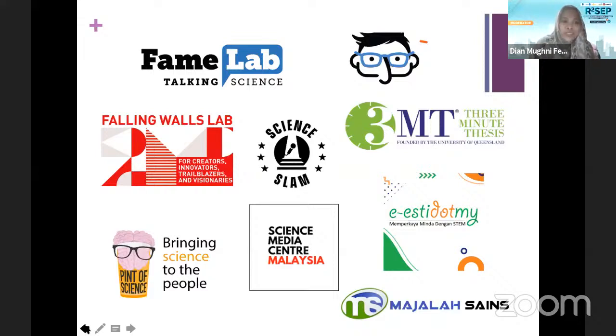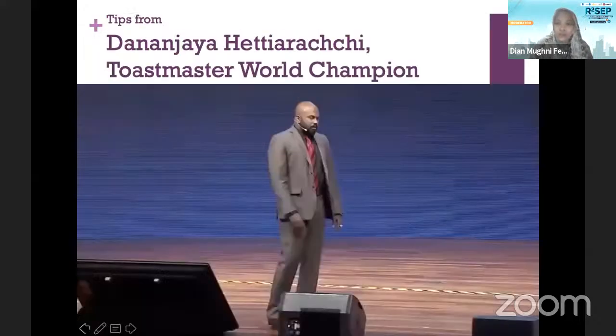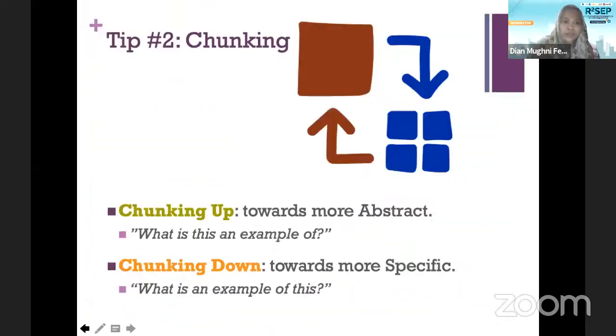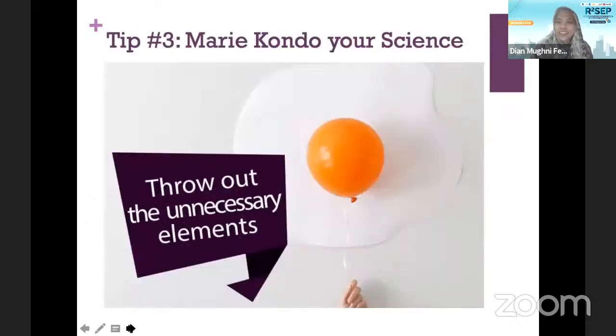And then as a science communicator, we have to become an ideologue, a storyteller, and a great salesman. And to become a great presenter, first we have to avoid jargons, and then chunking up, chunking down, and then the third one is very interesting: Marie Kondo your science. It means that less is better, less is more. Yeah, less is more.